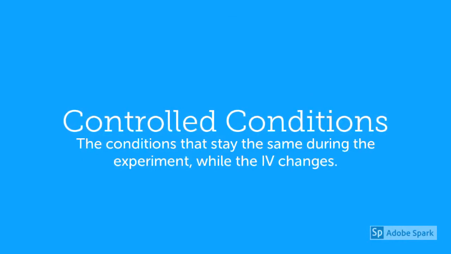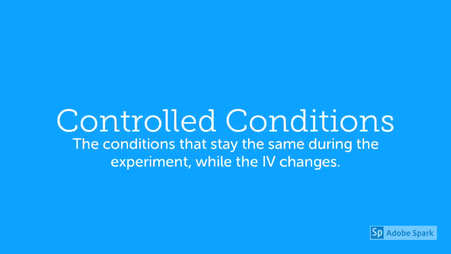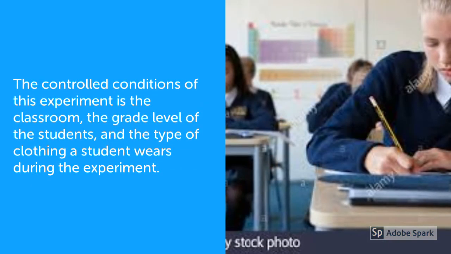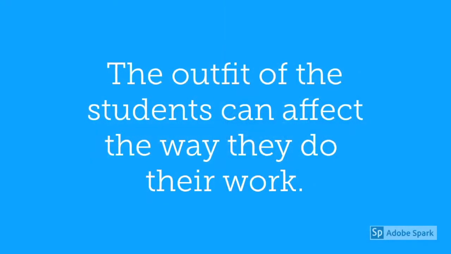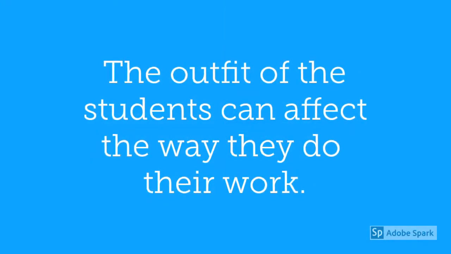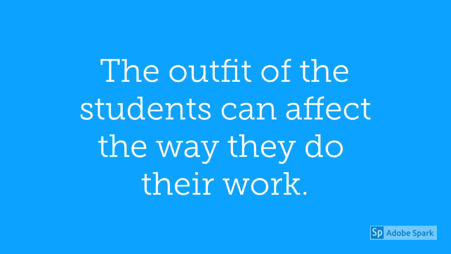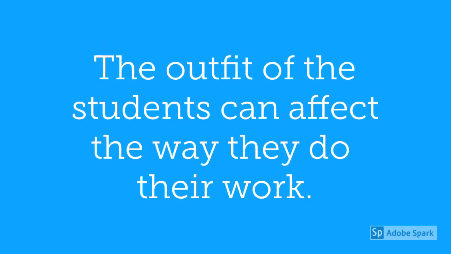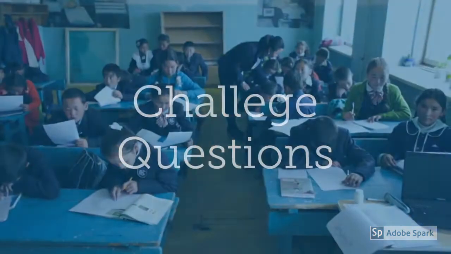Control conditions. The conditions that stay the same during the experiment while the IV changes. The controlled conditions of the experiment are the classroom, the grade level of the students, and the type of clothing a student wears during the experiment. The outfit of the students can affect the way they do their work. The amount of comfort they feel in the clothes they wear during the experiment can influence the data.